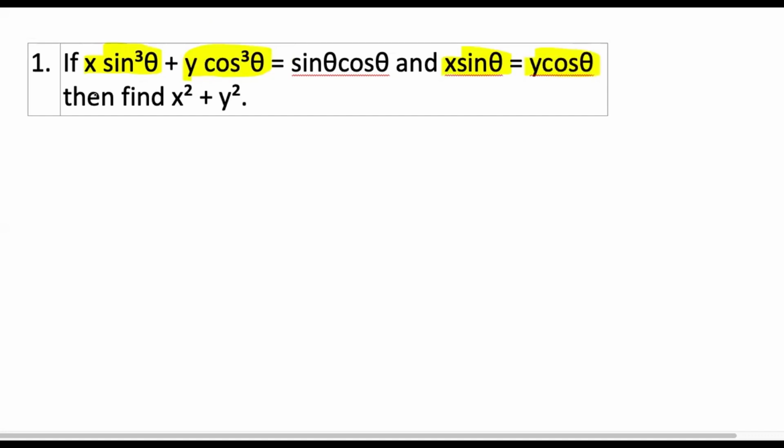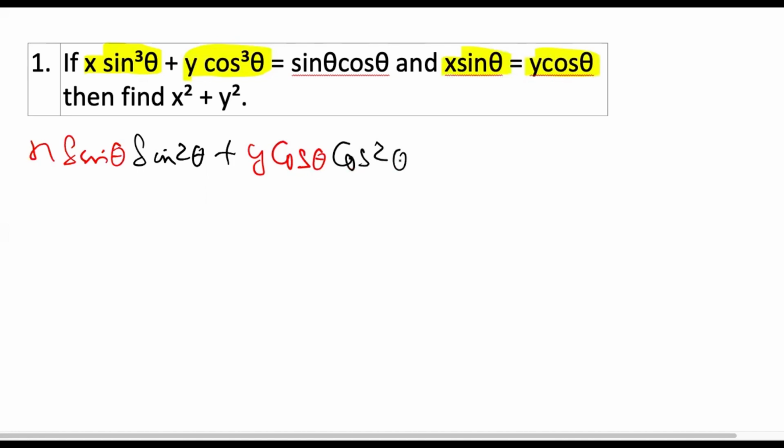So let's begin with the first part. What I'm going to do, as I said earlier, is write this as x sin theta multiplied by sin square theta. So I split cube as sin theta into square. Now similarly, I'll be doing the same thing over here. This is y cos theta multiplied by cos square theta. Here too I split cos cube like this. And on the RHS, we have sin theta into cos theta. Now check what I can do here.